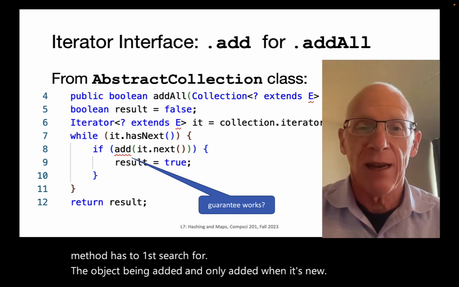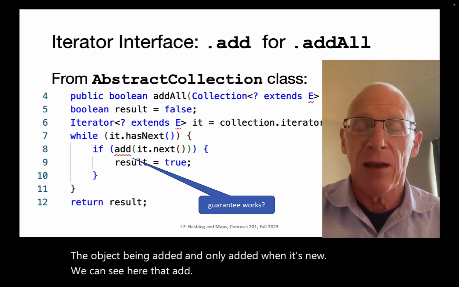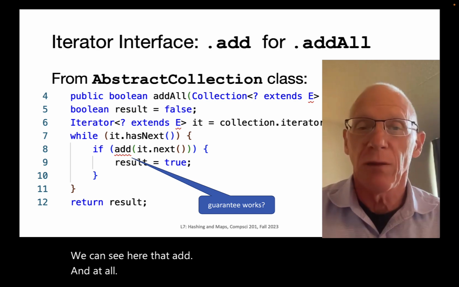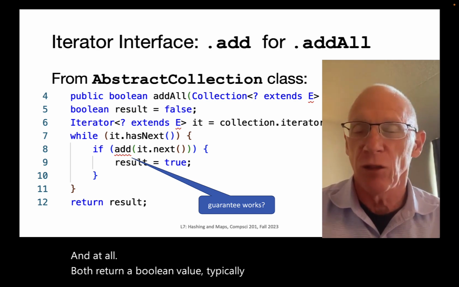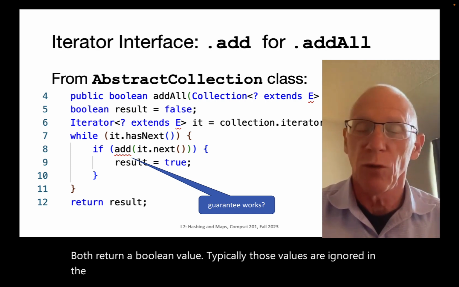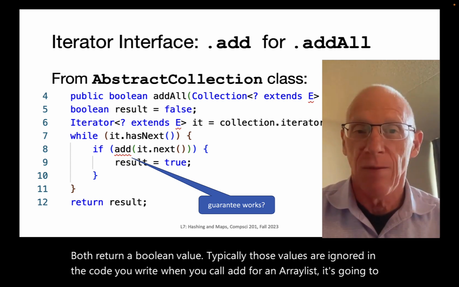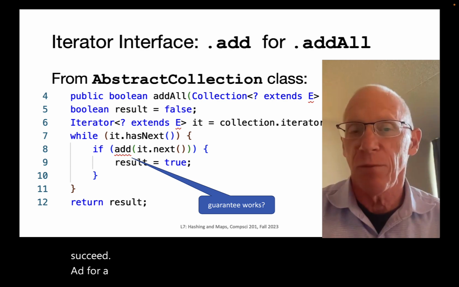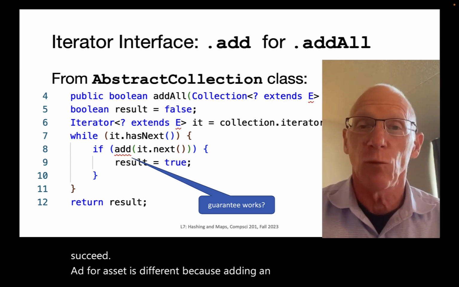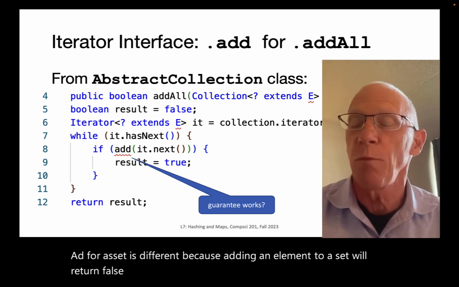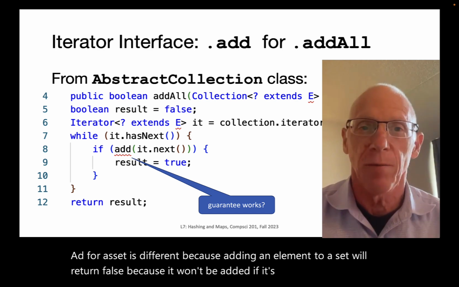We can see here that add and add all both return a Boolean value. Typically, those values are ignored in the code you write. When you call add for an array list, it's going to succeed. Add for a set is different because adding an element to a set will return false because it won't be added if it's already there.